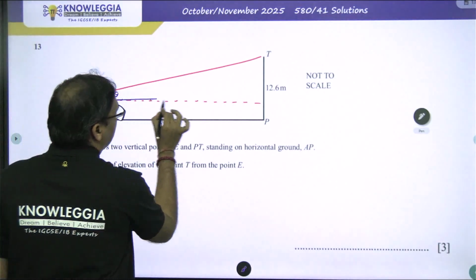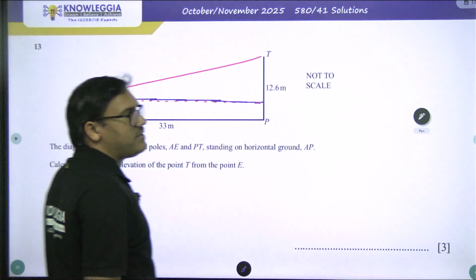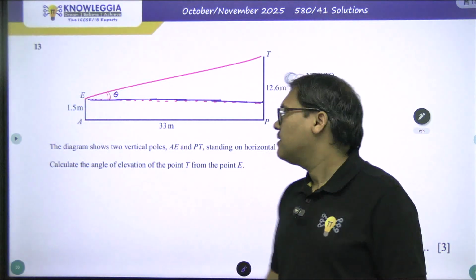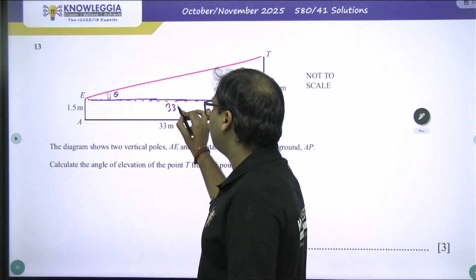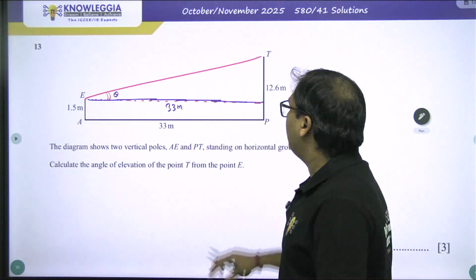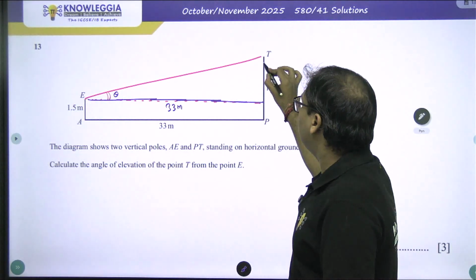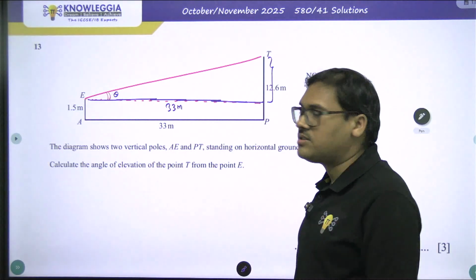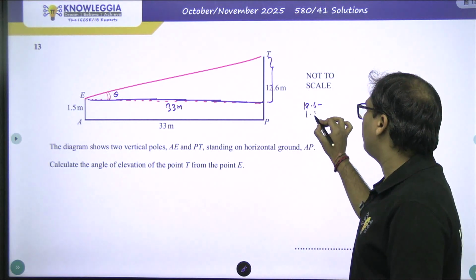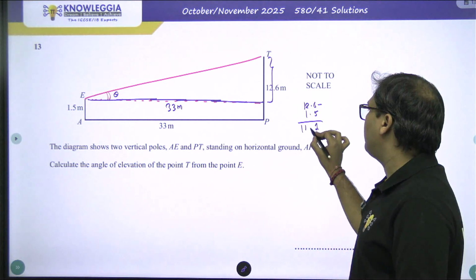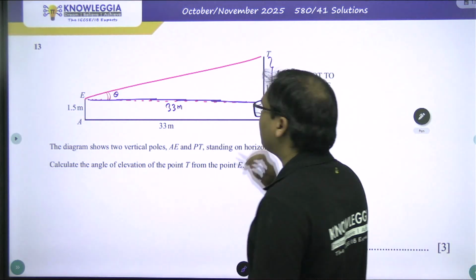So how will you find this? Why is this the angle of elevation? This is the line of sight. So from this, you have to find this angle of elevation. You can clearly see I have drawn this as parallel. So this is 33 meters, right? And this is 12.6 and this is 1.5. So what will be this much length? This is 12.6 minus 1.5, which is 11.1. So this is 11.1.